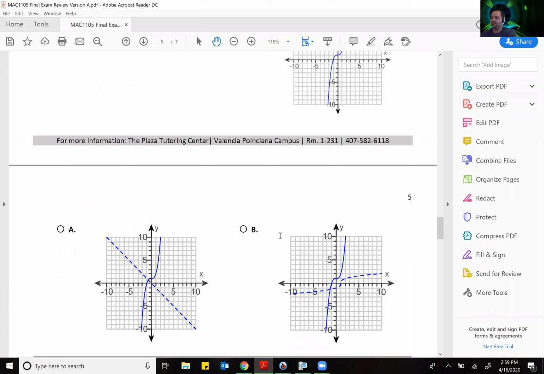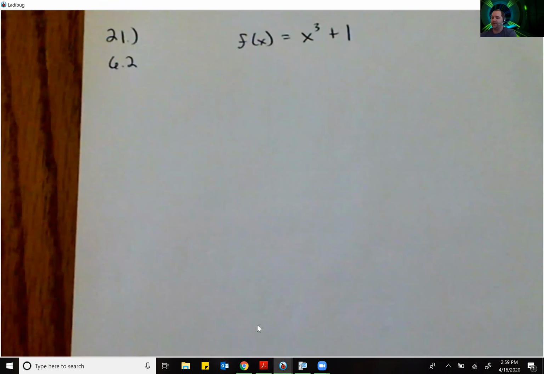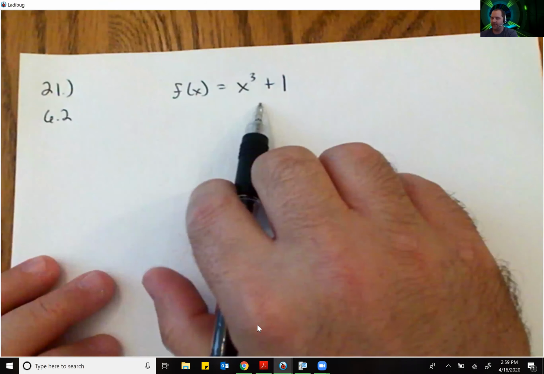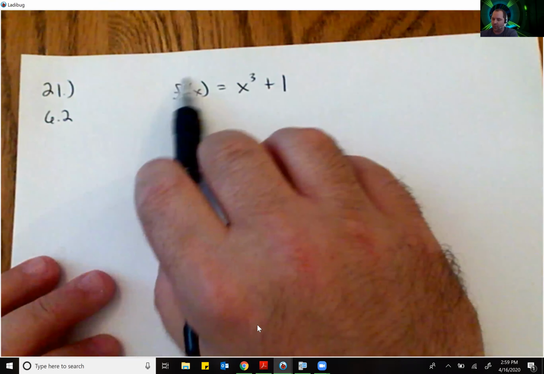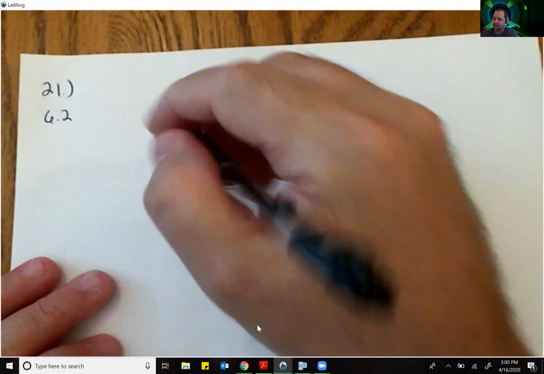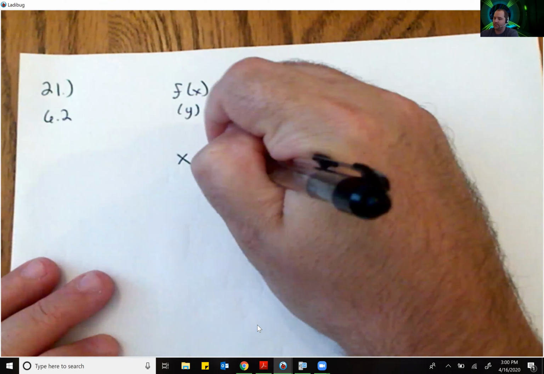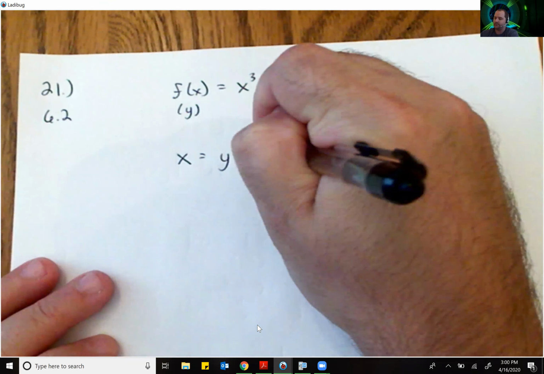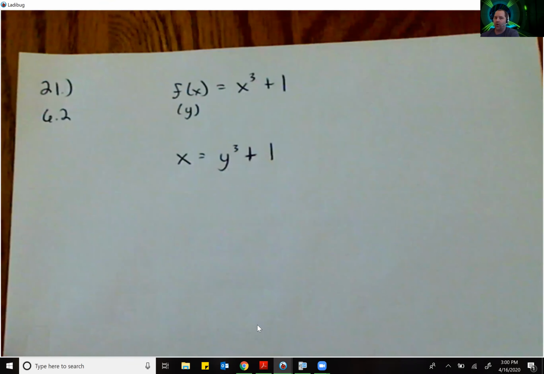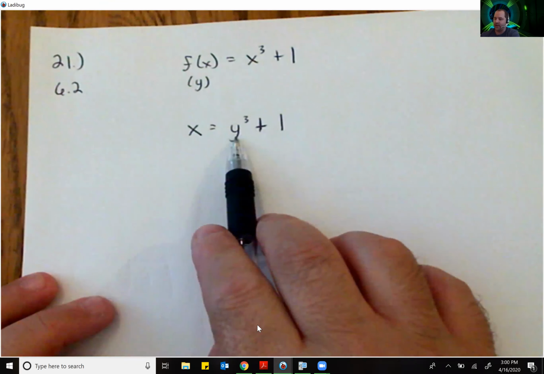All right. So the way we find the inverse is you're going to switch the x and y values. Remember, f of x is just a fancy way of saying y. So all we're going to do is switch these two variables. So x is equal to y to the third plus 1. And now all you're going to do is solve for y. So let's get y by itself. How do I get rid of plus 1?